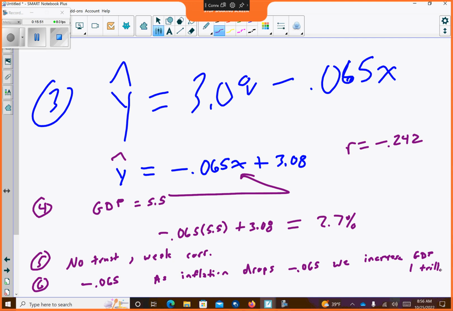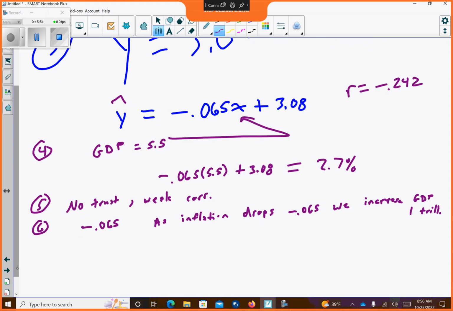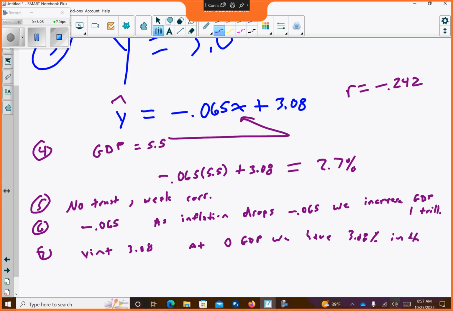And then number 7, find and interpret the y-intercept. So the y-intercept on our problem is going to be 3.08. So that means at 0 gross domestic product, we have 3.08% inflation. Okay? And that kind of goes with it.